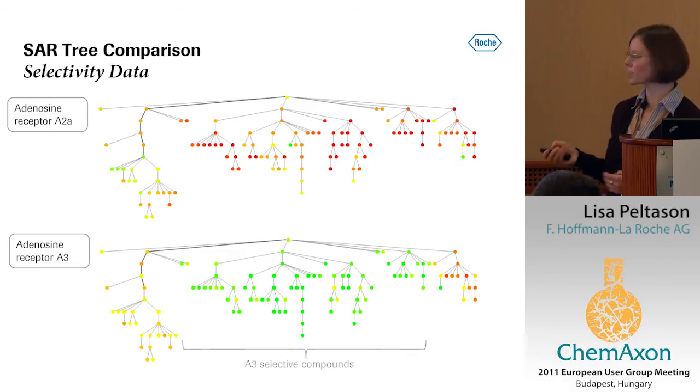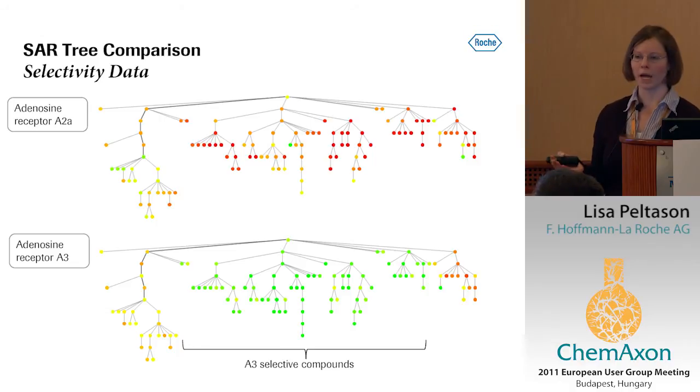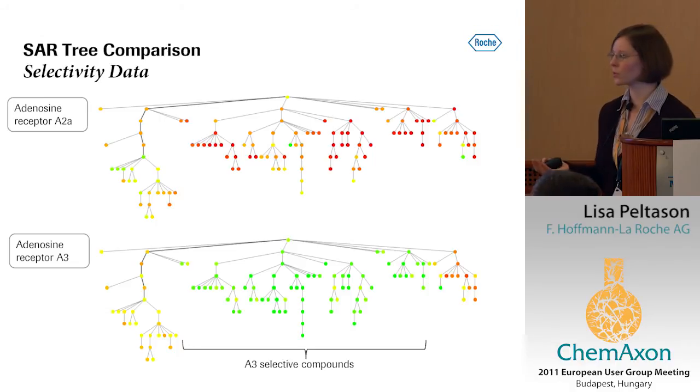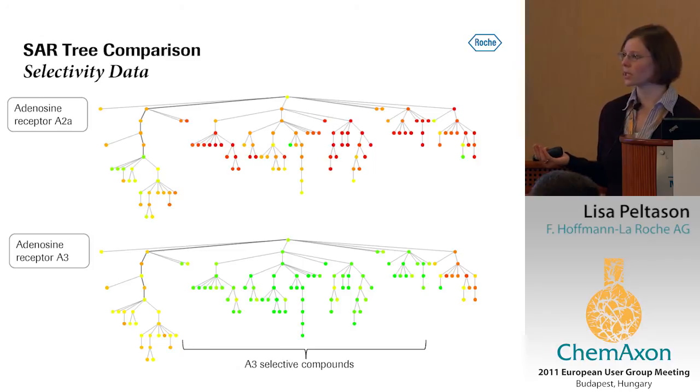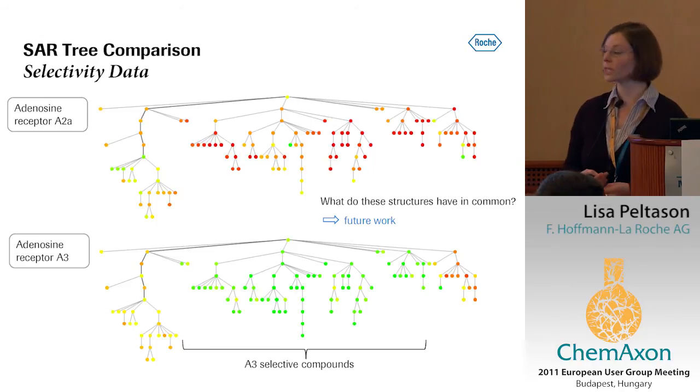So this means that actually here we have a whole bunch of A3 selective compounds. And of course, we would like to know, what about these structures? Is there anything that we can learn from that? Do they have something in common? And actually, we're not quite there yet. So as I mentioned, we're in active development.